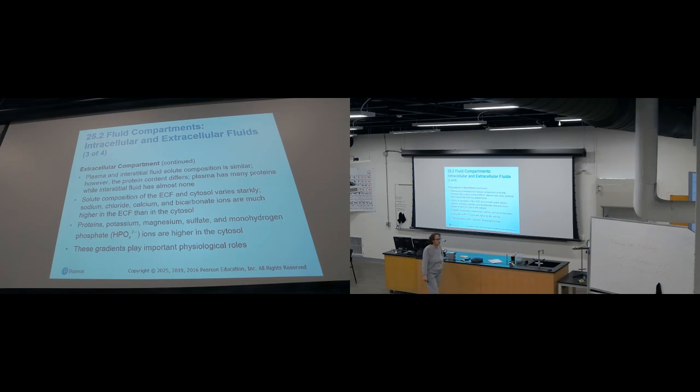The composition of the extracellular compartment. So in the extracellular compartment, of course, we not only have water, but we also have sodium, chloride, calcium, bicarbonate ions that are very abundant. Of course, in the cytosol, we have the same, but in lesser amounts. And then we have proteins as well that are dissolved in water. And then we have potassium, magnesium, sulfate, and monohydrogen phosphate.